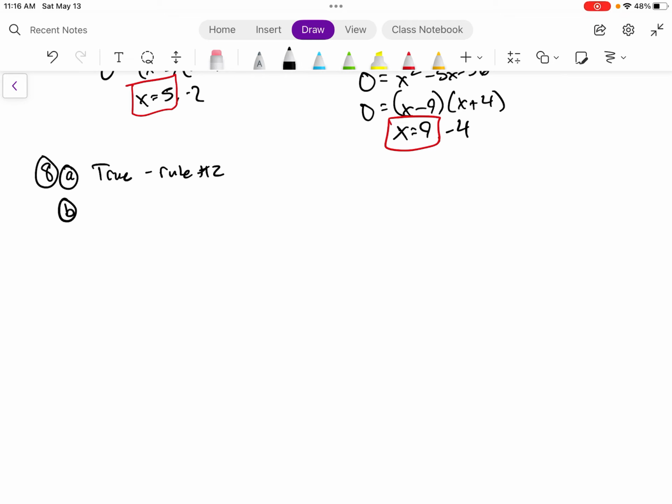The second one, log base b of a over log base b of c equals log base b of a over c. Well, this one, if we think about it, looks kind of like a rule, right? But the question is, is it always a rule? Is it always true?